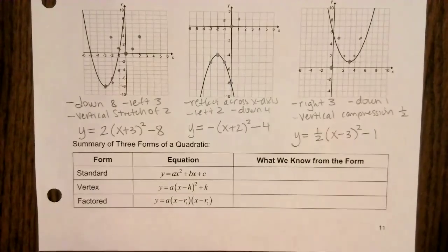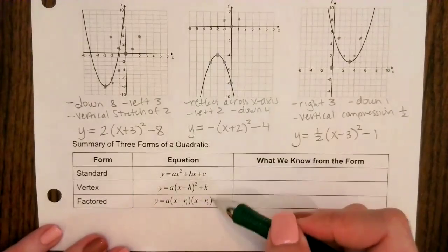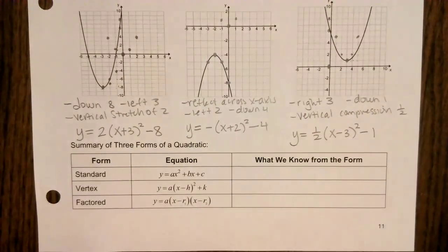And then there's one other form, the factored form. That's a times x minus r1 and x minus r2. This is the factored form. So a quadratic could be written in any one of those 3 forms, and you can actually move from one form to the other depending on what information you want.